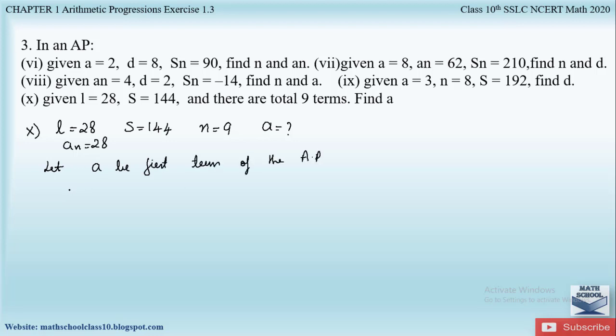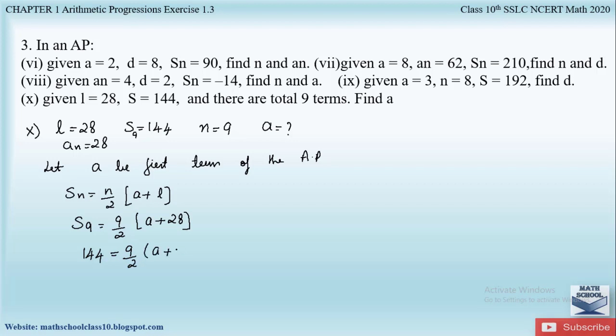Since the A value is not given, let A be the first term of the AP. Therefore, let us use the sum formula. This will be the sum for the 9 terms, so this will be S9. Sn is equal to n divided by 2 into (A plus L). We are using this formula because the L value is given here. Since n is equal to 9, S9 is equal to 9 divided by 2 into (A plus L), and L is 28. We know the sum of 9 terms is 144, so 144 is equal to 9 by 2 into (A plus 28).